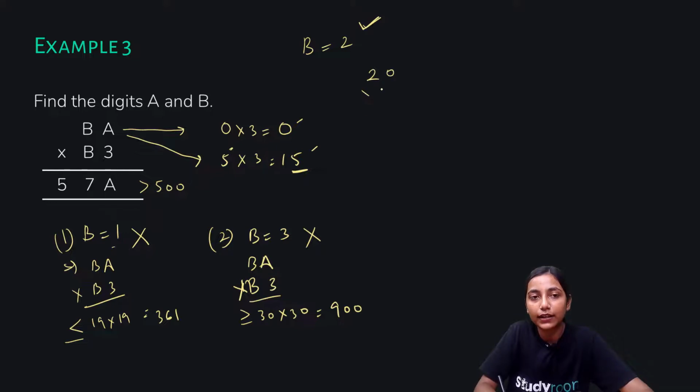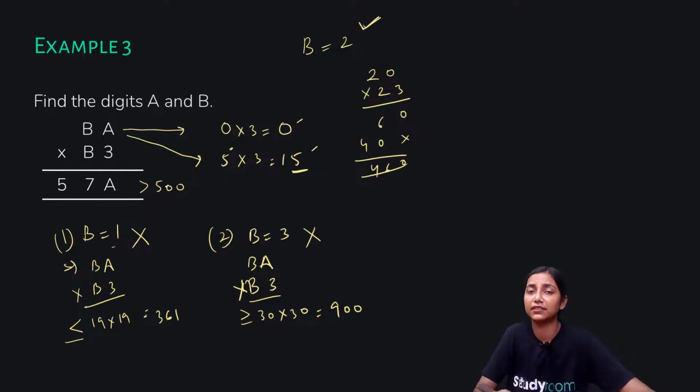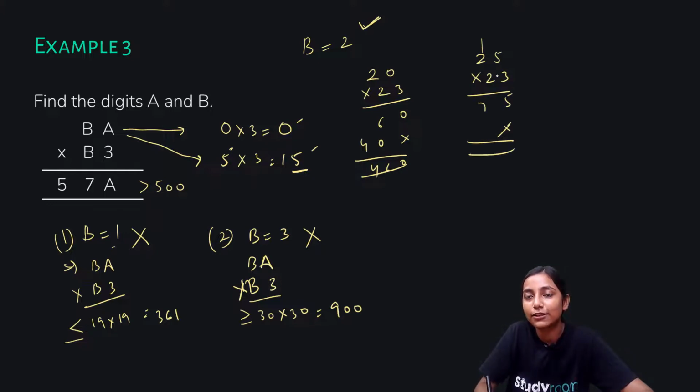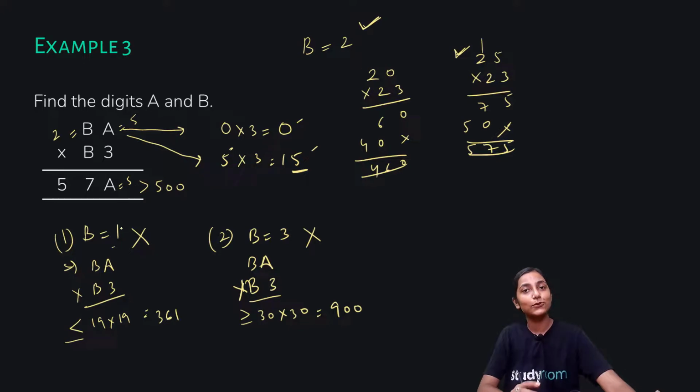I get 20 into 23. I'm getting the answer as 460, but this is not right. But when you do 25 into 23, that is, you take A as 5, you will get your answer as, solve it, 3 5s are 15, 3 6s are 18, 2 5s are 10, 2 2s are 4 and 5, that is 575. And yes, A was taken to be 5, B is 2. So this is your answer. Your B is 2 while A is 5.